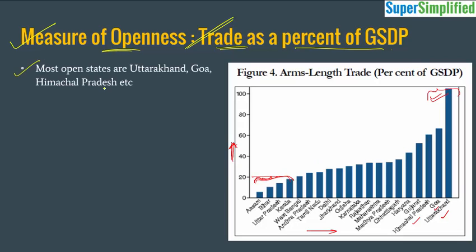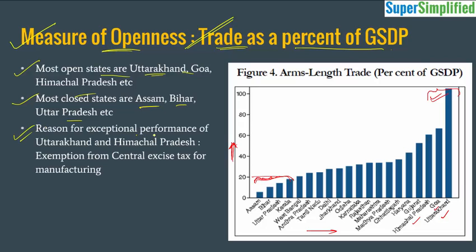So the observation is that the most open states are Uttarakhand, Goa, Himachal Pradesh, etc. And the most closed states are Assam, Bihar, Uttar Pradesh. So the reason for exceptional performance of Uttarakhand and Himachal Pradesh is the exemption from the central excise tax for manufacturing. So this is also one of the reasons why these states are the top performers.